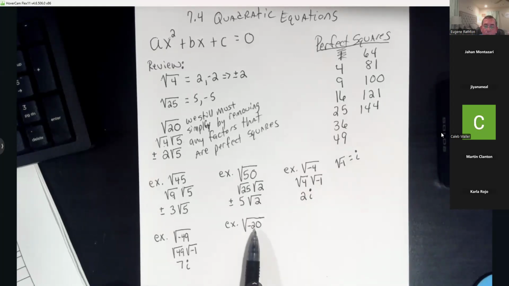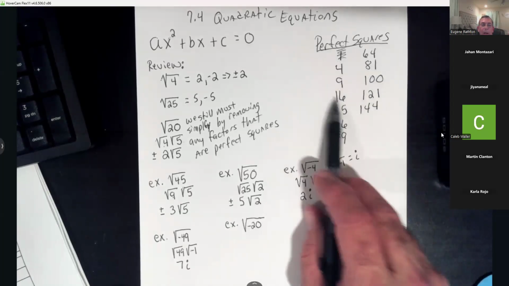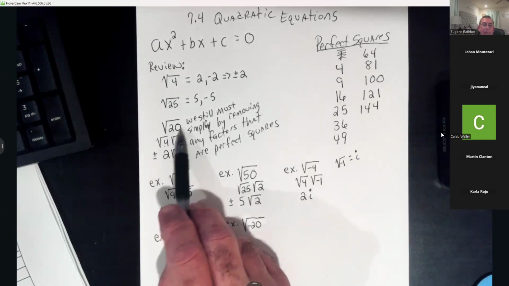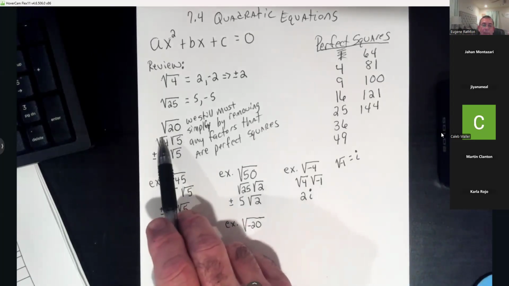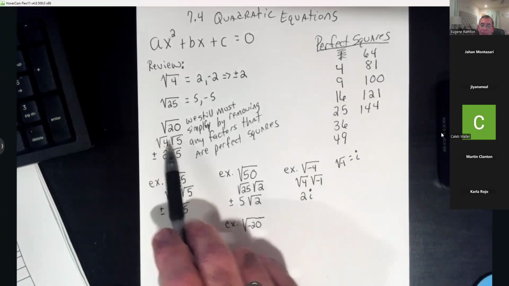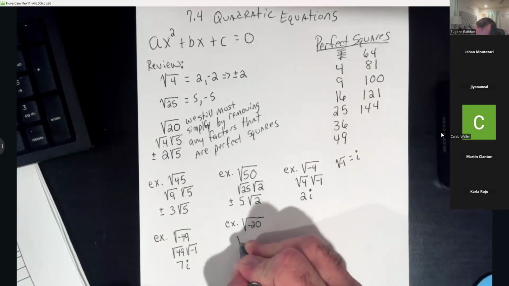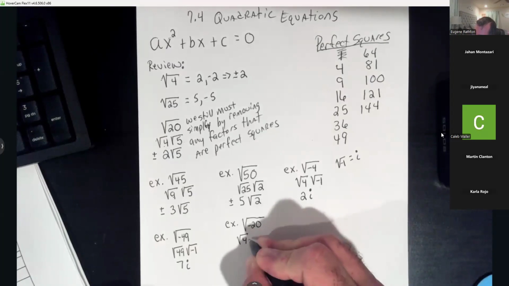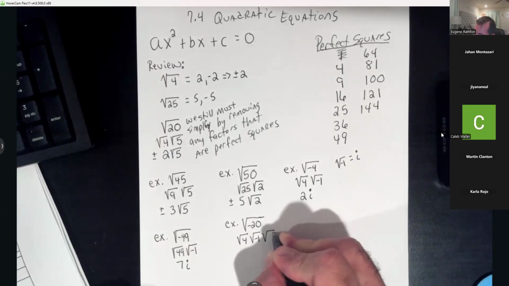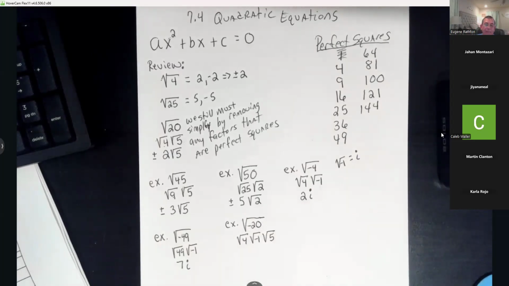Square root of negative 20. All right, I'm still looking for perfect squares. And y'all, we actually did positive 20 right here. So we know 4 and 5 are the factors I need. But since this is negative, I'm going to put my square root of 4, my square root of negative 1, then my square root of 5. I always put the negative 1 in the middle.